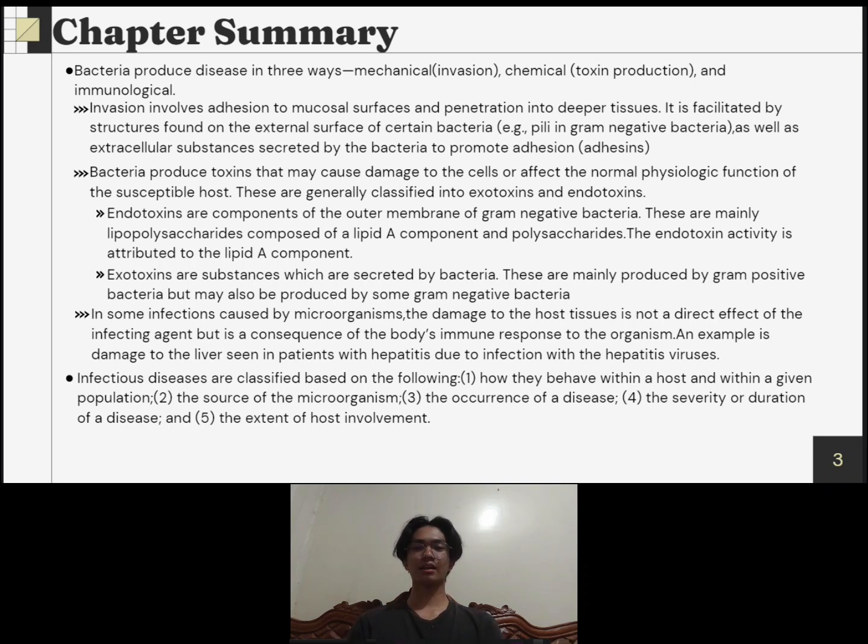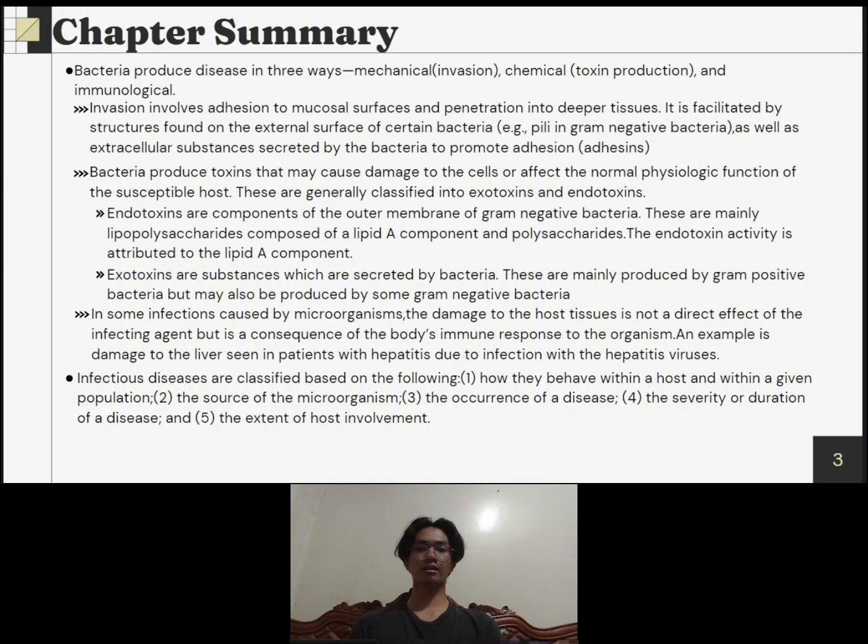Exotoxins are substances which are secreted by the bacteria. They are mainly produced by gram-positive bacteria but may also be produced by some gram-negative bacteria. Tapos sa exotoxins naman, kung sa endotoxins, sila yung parang suicide bugs ng bacteria. Sa exotoxins naman, sila yung weapon ng bacteria. Ito yung ginagamit nila para ma-attack yung host at ma-harm ito.